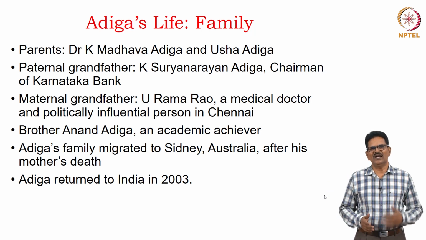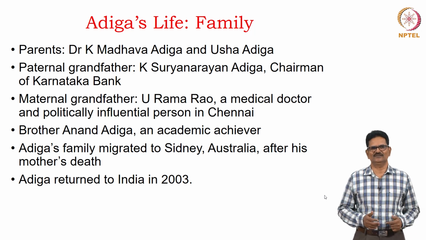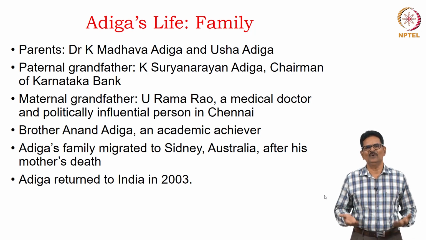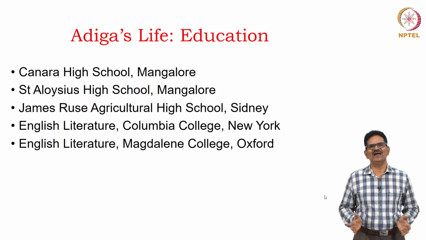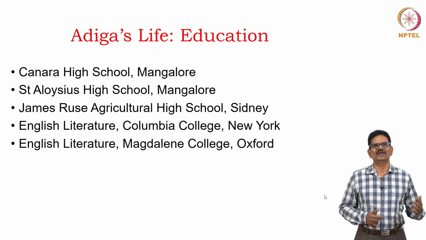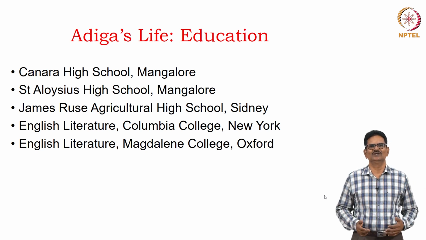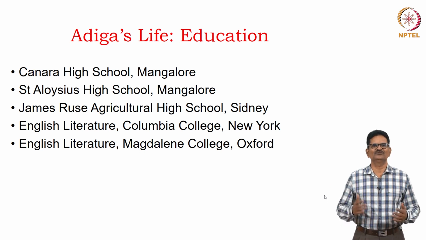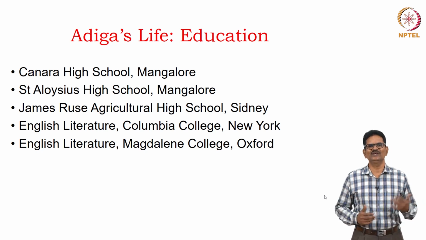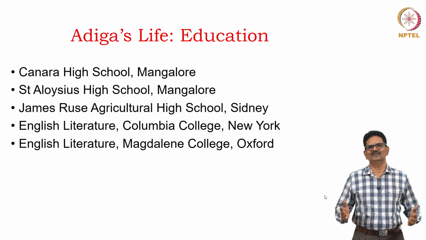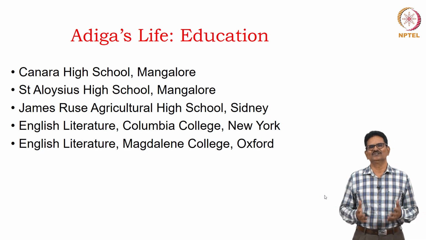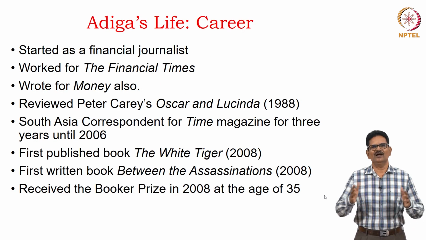However, Adiga's family migrated to Sydney after his mother's death, but Adiga, after his education, returned to India in 2003 to look for his job and also to write his novels. Adiga had a sterling education from Canara High School, St. Aloysius High School in Mangalore, India, then James Ruse Agricultural High School in Sydney, then from Columbia College, New York, and also he had education in Magdalen College at Oxford University. He has a distinguished education for himself, and this kind of international education has helped him to come out with good novels.